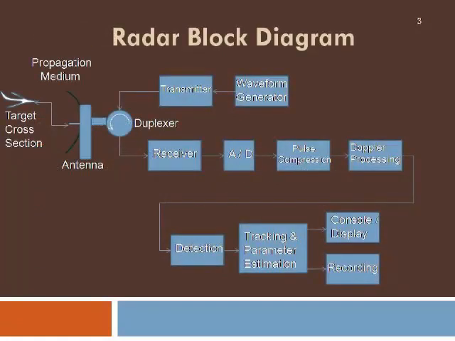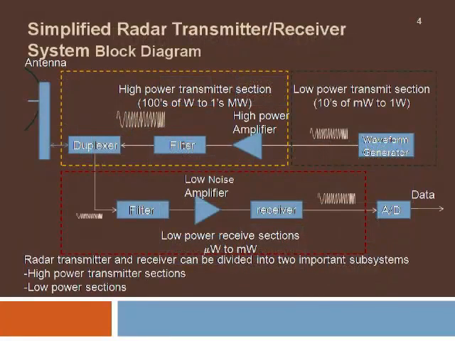In the slide shown here, you are going to see the complete block diagram of a radar transmitter cum receiver. First, we are going to discuss the highlighted blocks of this slide. They are the waveform generator, transmitter, receiver and the duplexer. We can classify a radar system as two parts. One is the low power section and the other one is the high power section.